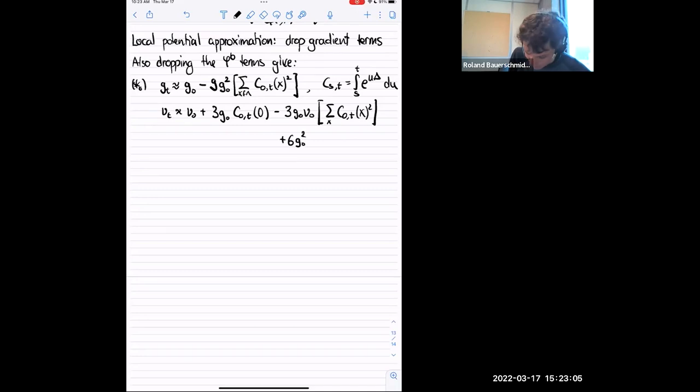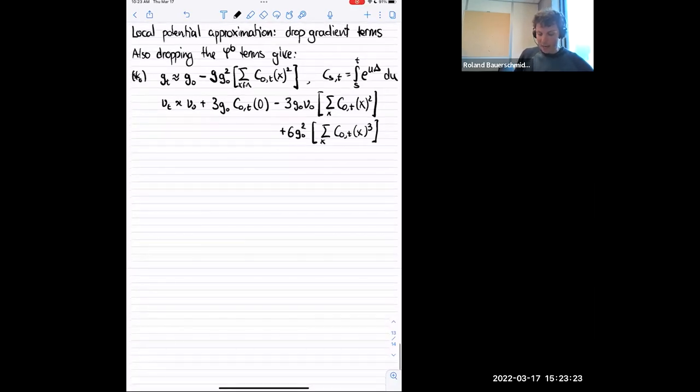Let me just write down. Okay, so this is the formula to second order according to the above procedure. Now I've written down the full formula, starting from the coupling constants at scale zero to go to the coupling constants at scale t.